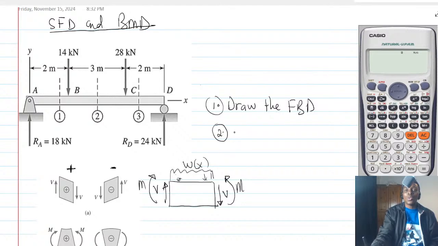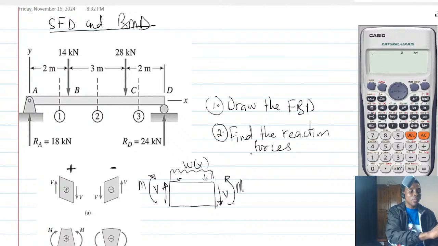Number two, find the reaction forces. So find the reaction forces. So after drawing the free body diagram and finding the reaction forces, in fact, that is where you actually begin. Alright? That is where you actually begin. Okay, so this is where we are going to start. So now the reactions have been given to you already, but I solved it. So I want to solve it again with you.